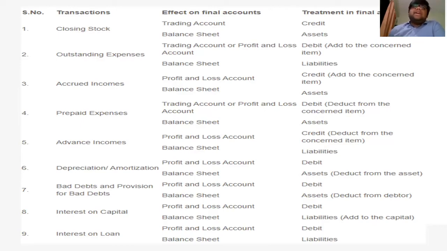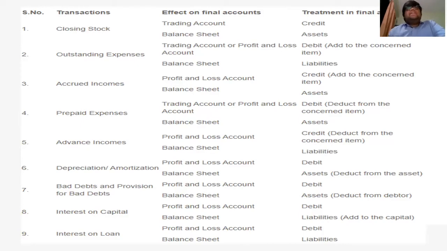The next one is the advance income. Advance incomes are those incomes which are not earned but received in advance. They are the liabilities of the business. So these are shown on the liability side of the balance sheet and deducted from the concerned item on the credit side of the profit or loss account.